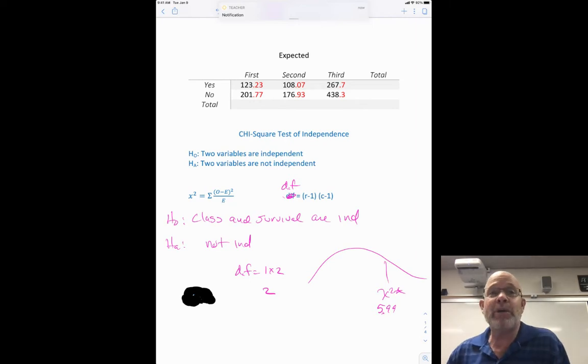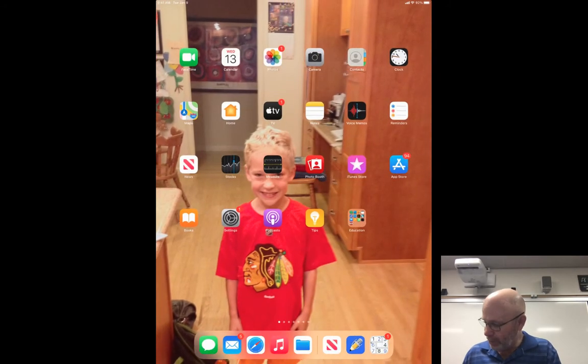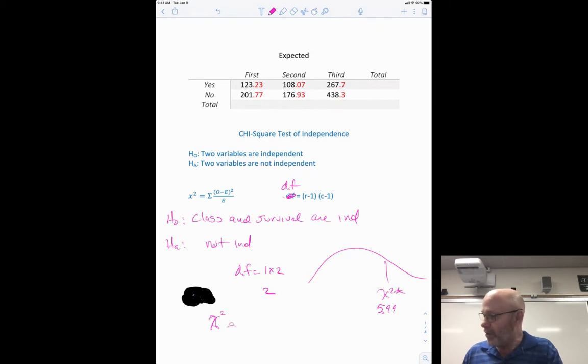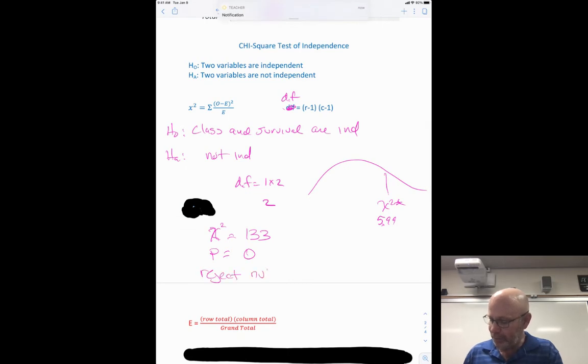By now, I think I will have shown you how to do this on your calculator. It's the chi-square test. Hopefully I did that already. If not, you would just put the observed values in list 1, the expected values in list 2 for now, and then do list 1 minus list 2 squared over list 2 to find that test statistic. I got a test statistic, chi-squared, of about 133. It's gigantic, which you would expect. Look at how far apart those numbers are from where we expect them. P-value of basically 0, which means we're going to reject the null.